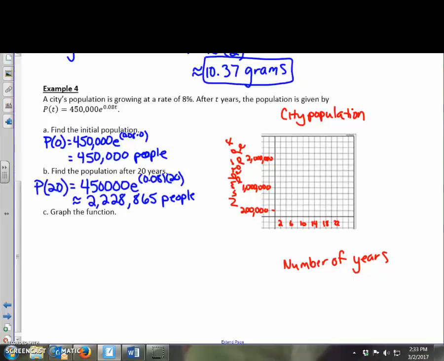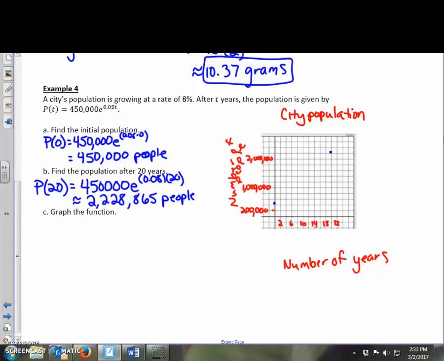So now we can graph those 2 points. So the initial population, and this is just the initial population of when they started monitoring. So the initial population, which would be the y-axis, is 450,000 people. And so that's going to be right about here, just above the 400,000 line or marker. And then when we plug in 20, after 20 years, it's a little more than 2,200,000. And so that's going to put us right around here.